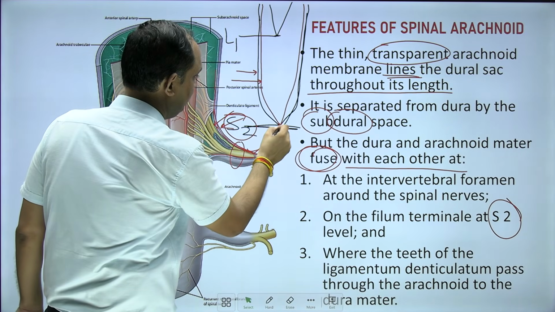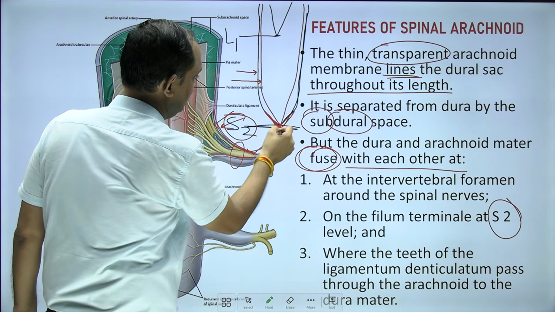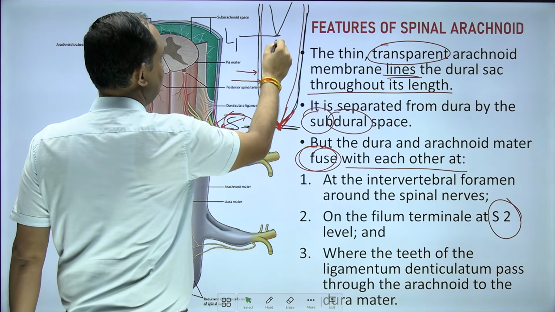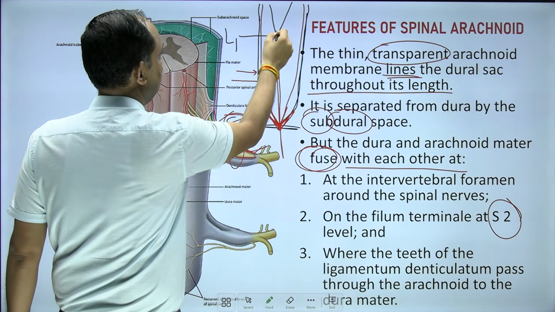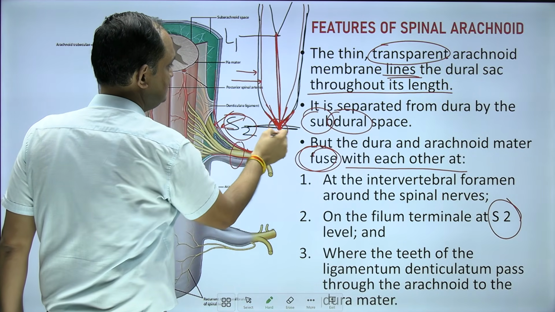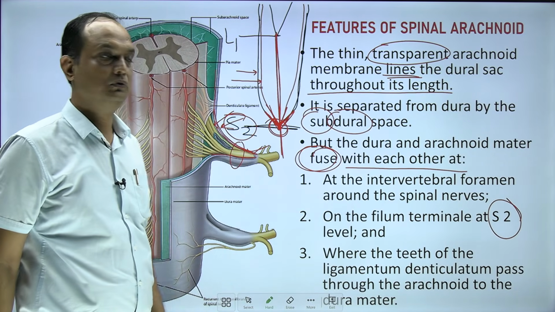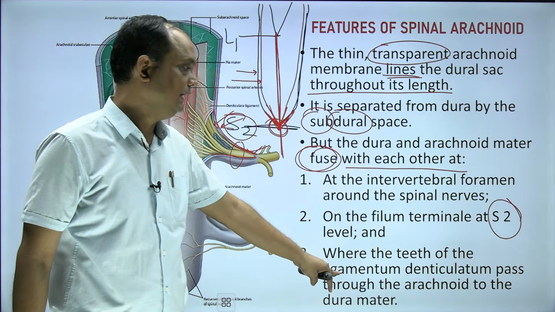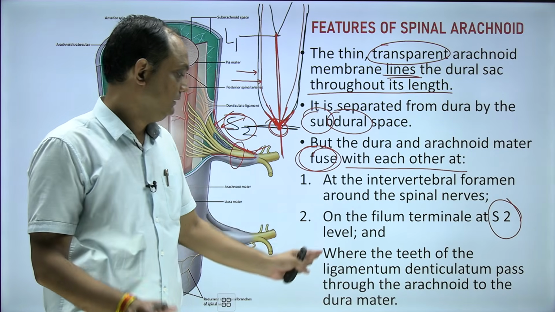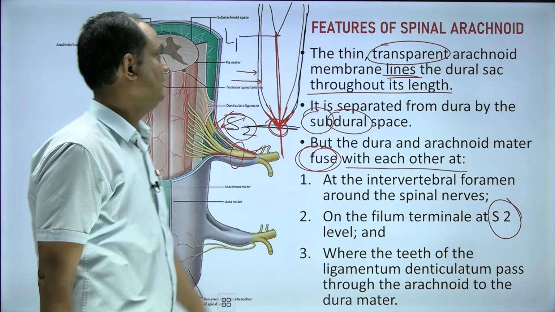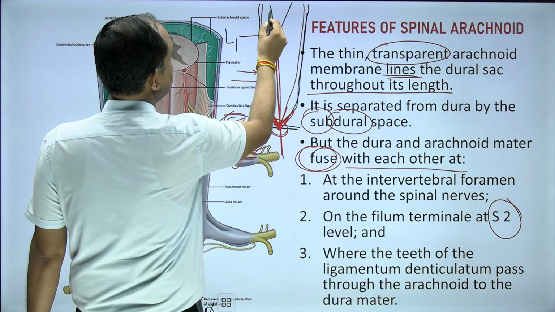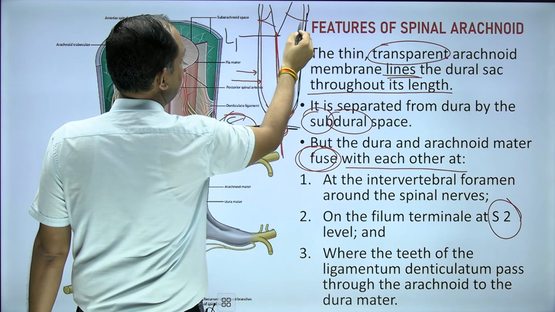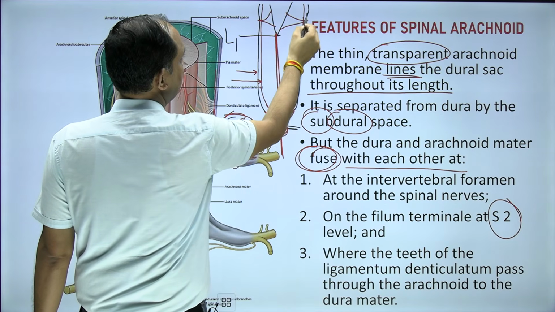So at this lower end, what will happen again? This outer dura and inner arachnoid mater are fusing with each other with an extension from the lower end, the filum terminale. So this is the filum terminale. At this point you can see the arachnoid and dura mater are fusing with the filum terminale. And the third point is where the teeth of ligamentum denticulatum pass laterally through the arachnoid to the dura mater. Now we will see this ligamentum denticulatum, which is a lateral extension of the pia mater, and when they are going laterally, they first pierce the arachnoid and then attach to the dura.